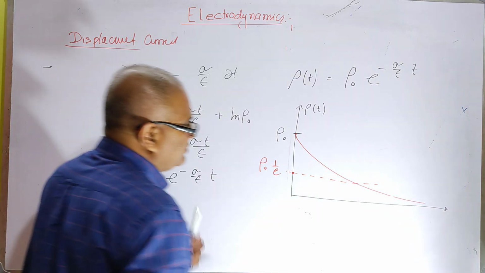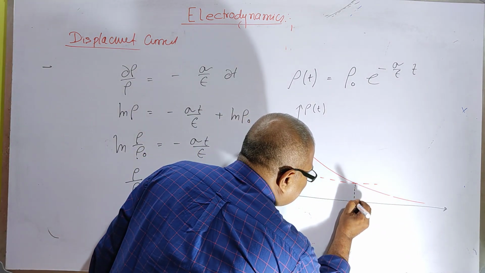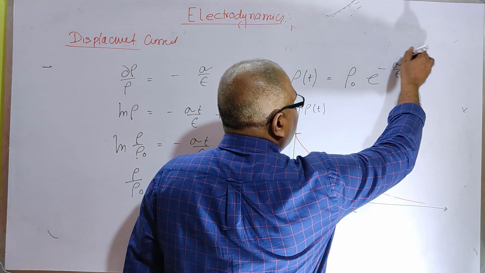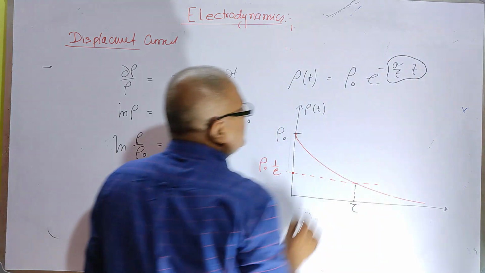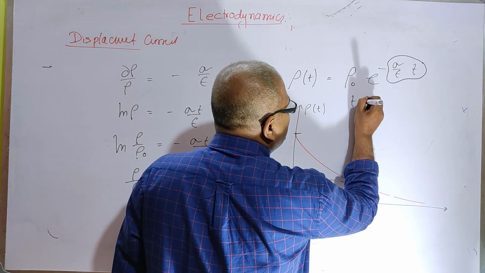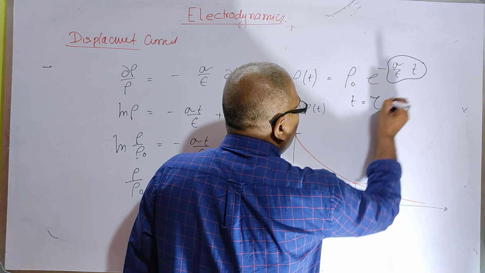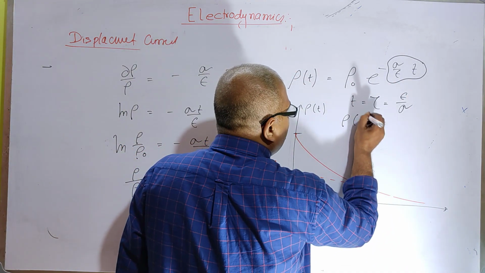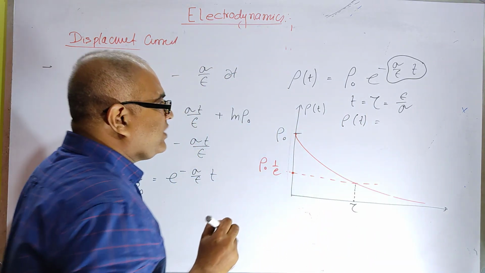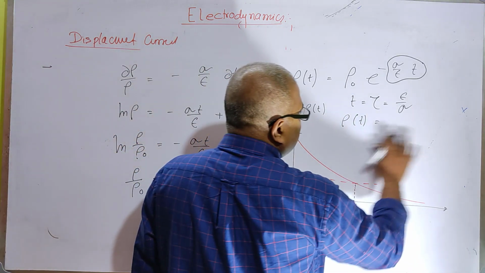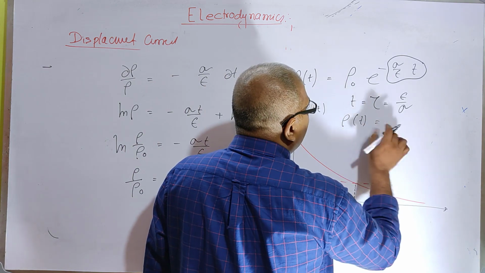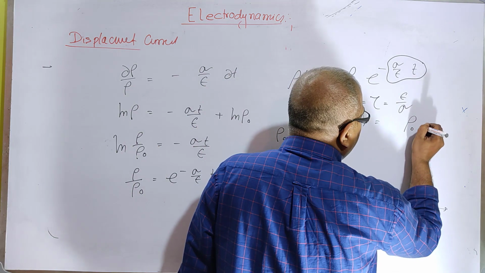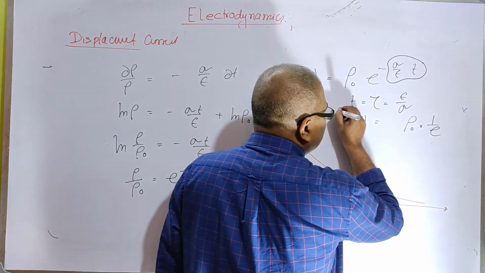Okay, let's say this is the time tau. This quantity is always dimensionless. So if you put T equals tau, sigma by epsilon naught, rho T will be rho naught by 1 by e.